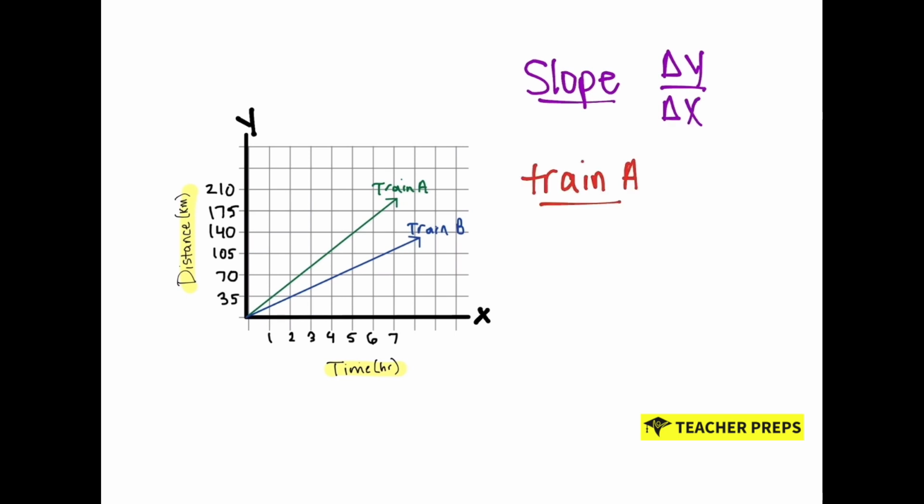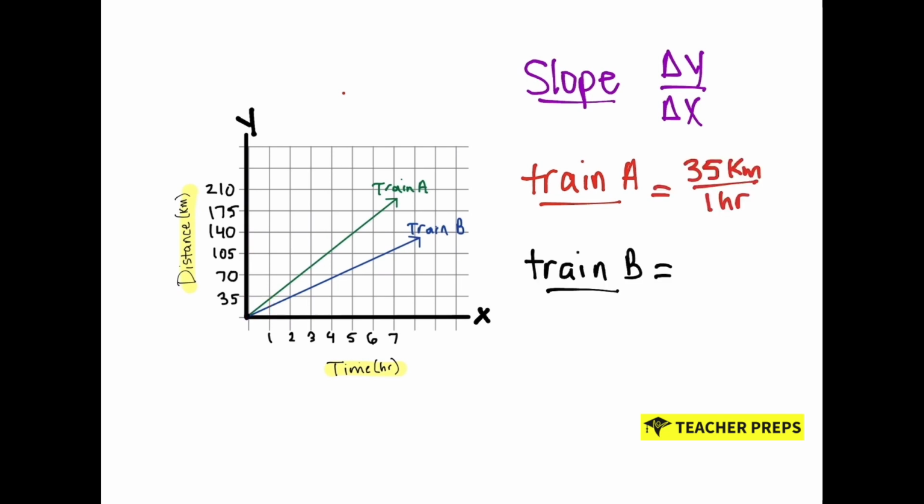Let's first look at the slope of train A. To find the slope, you need 2 points on the line. (0, 0) is 1 point on train A's line. Now (1, 35) is not exactly on the line, but it's close enough to interpret the slope. What that means is that at 1 hour, train A has gone 35 kilometers.